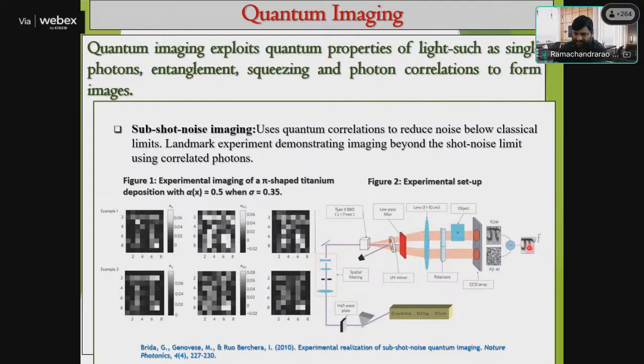This is the setup they have used. The object which you want to image is the pi here, which was kept. So when this laser was sent through the crystal, two photons are generated. One photon is going through the sample, another photon is freely going. So by correlating these two, you see how clearly one can image. Importantly, it is sub shot noise imaging, which is not possible classically.